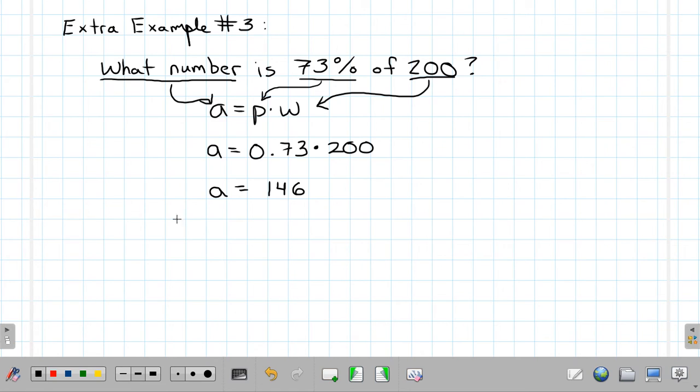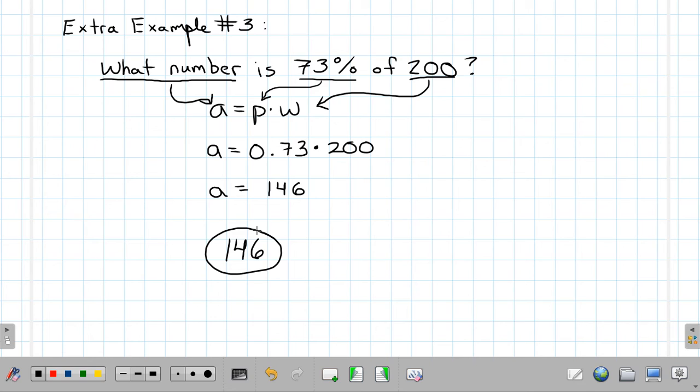Okay, so the answer to this question is 146. So 146 is 73% of 200. Once again, this type of question could be, okay, there's 200 people at a concert, and we know 73% of them have on blue shirts. Well, how many people had on blue shirts at the concert? Well, that would be 146 people had blue shirts on.